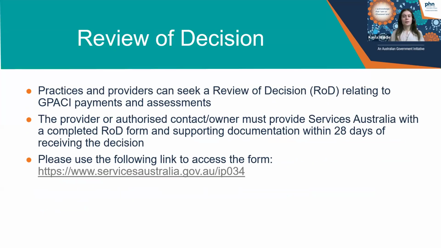If you've been through all of those steps and you still can't figure out why the payment doesn't match up with what you're expecting, or you think there's been an error that's happened, you can ask for a review of decision. So I've included the link here that you can click on to access the form, and you're able to submit that to Services Australia and just provide some documentation. Then they can try and investigate that further for you.